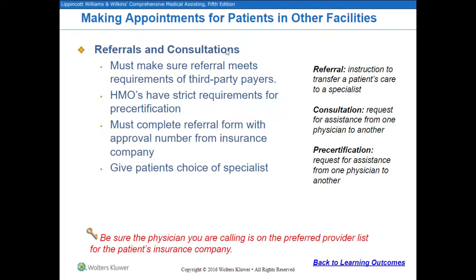Referrals and consultations. I kind of mentioned a referral earlier. We'll get more into referrals when we get to the insurance part. But again, some insurance companies require a referral. You must make sure you have it. They need it. Sometimes you will even get them to send a referral over before you will even make the appointment, depending on your office, okay?